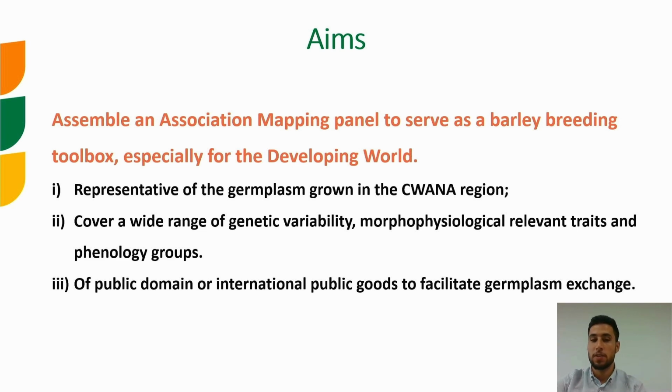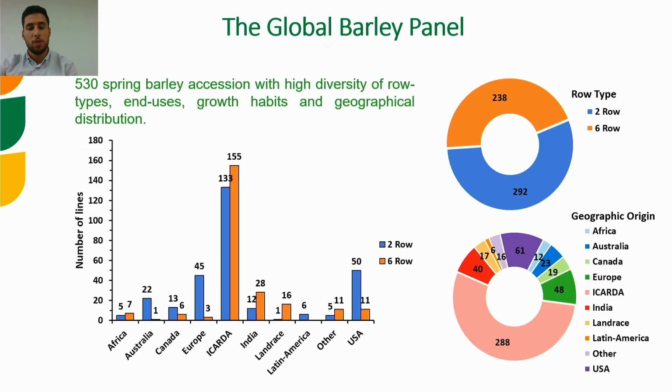To achieve our goals, we assembled and genotyped a global barley panel of 530 genotypes, mostly spring type, including elite lines, cultivars, and landraces from different countries. The panel consists of elite lines from the CGIAR Global Barley Breeding Program, cultivars from Canada, USA, Australia, Africa, Europe, and others, and landraces. The Global Barley Panel represents a wide range of barley end uses, row type, growth habit, and geographical and environmental distribution.